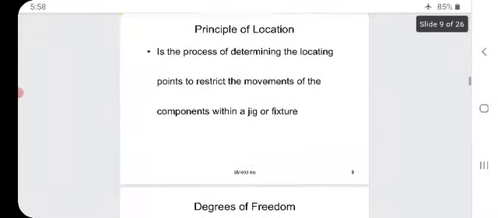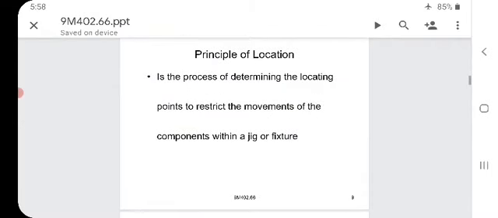Now we are going to see the principle of location. It is the process of determining the locating points to restrict the movements of the component with a jig or fixture. If we locate or fix the particular workpiece, it won't move. It will stay fixed like that, so that there will be good accuracy during finishing.